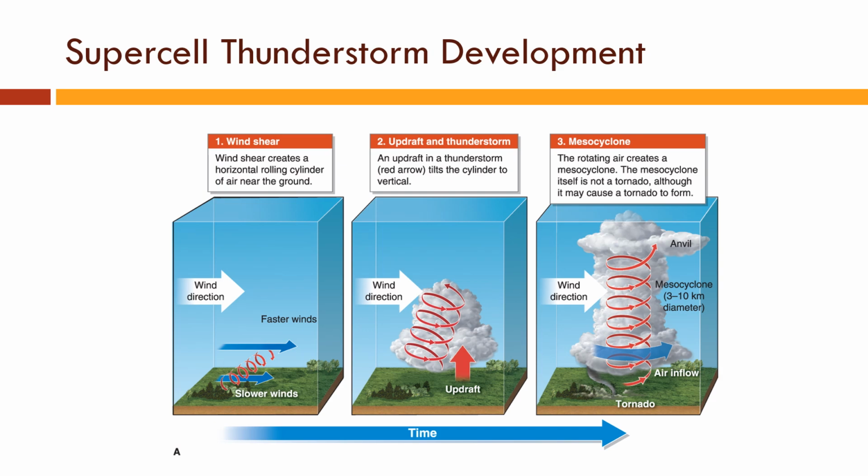So let's take a look at supercell thunderstorm development. This is what I mean by a rotating updraft. When you have an environment with a lot of wind shear, it can actually cause the air at ground surface to begin to roll. And if that rolling air at ground surface happens to roll into an already forming updraft inside of a thunderstorm, it can cause that updraft to also begin to spin.